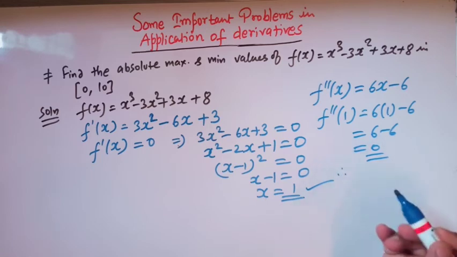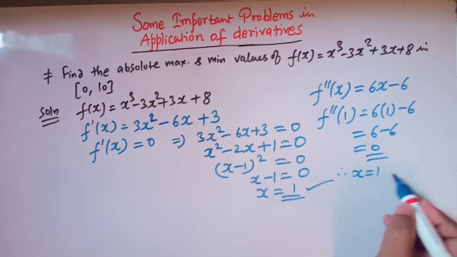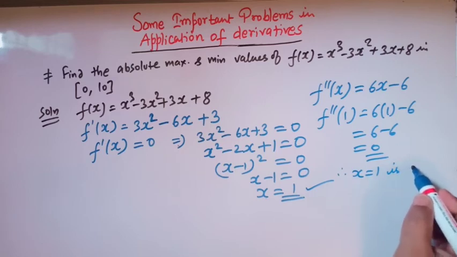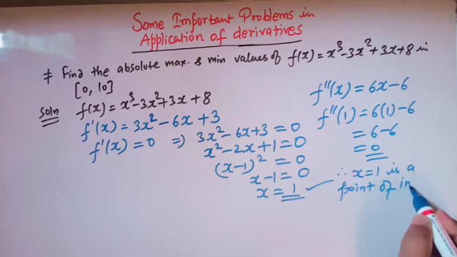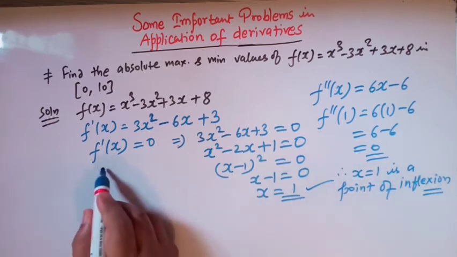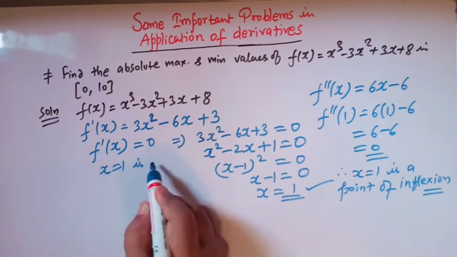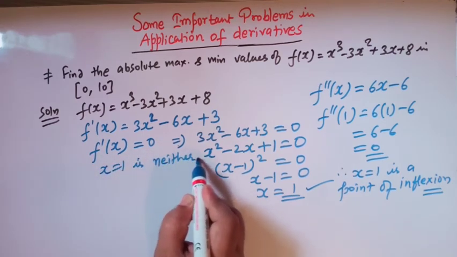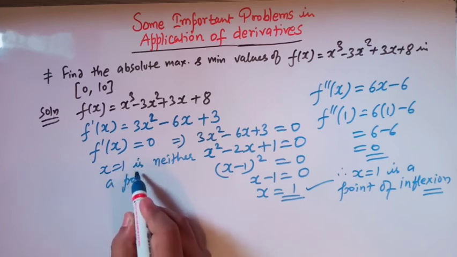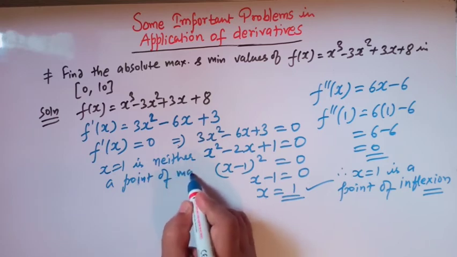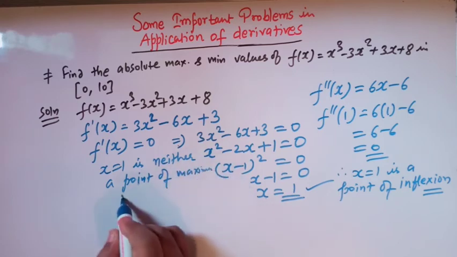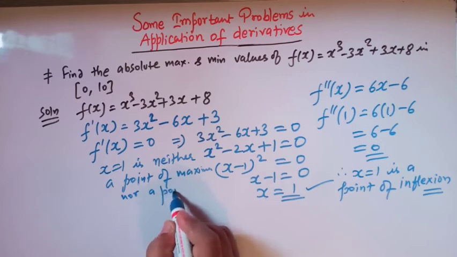So therefore we conclude that x equal to 1 is a point of inflection, and we declare that x equal to 1 is neither a point of maxima nor a point of minima, right?